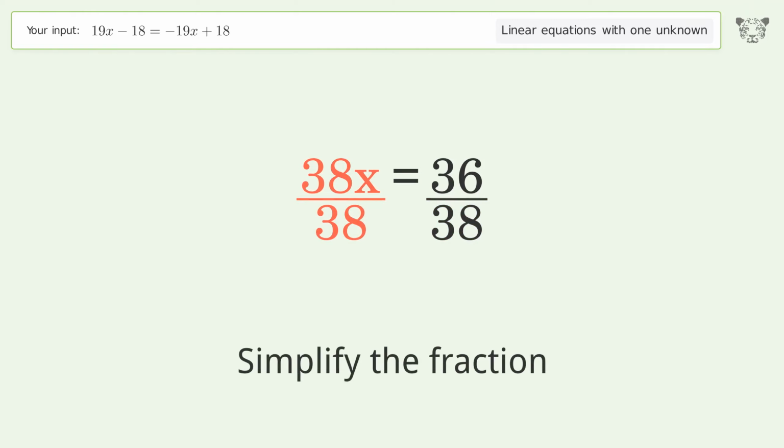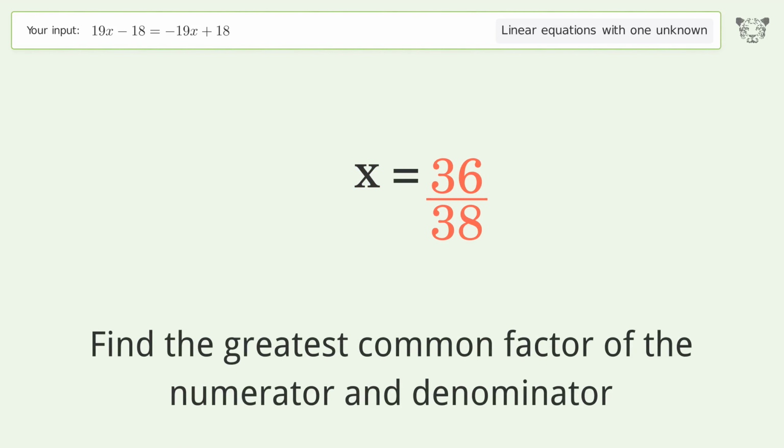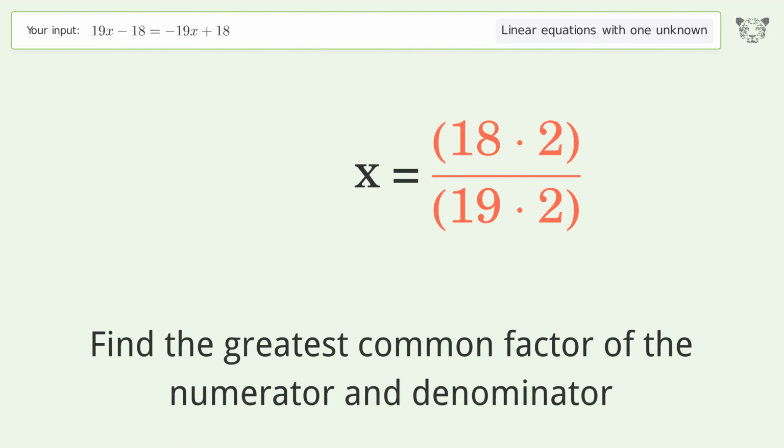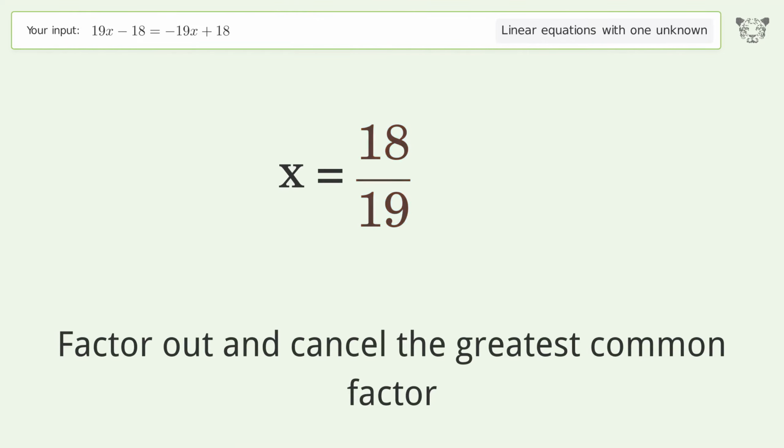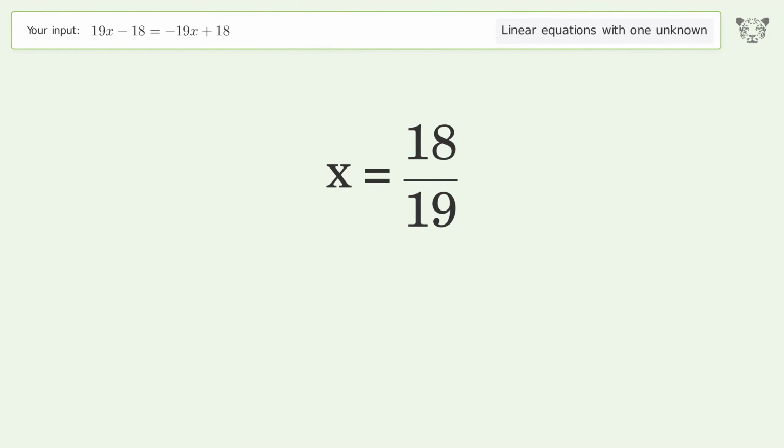Simplify the fraction. Find the greatest common factor of the numerator and denominator. Factor out and cancel the greatest common factor. And so the final result is x equals 18 over 19.